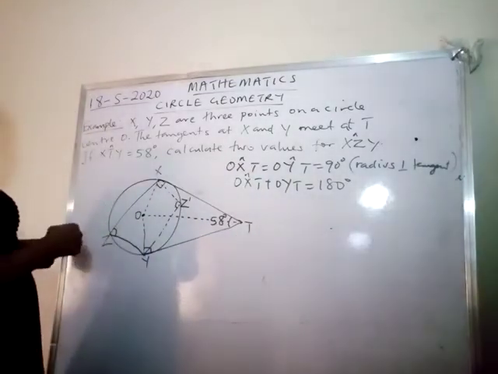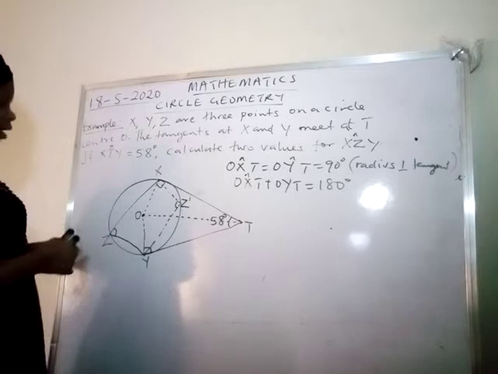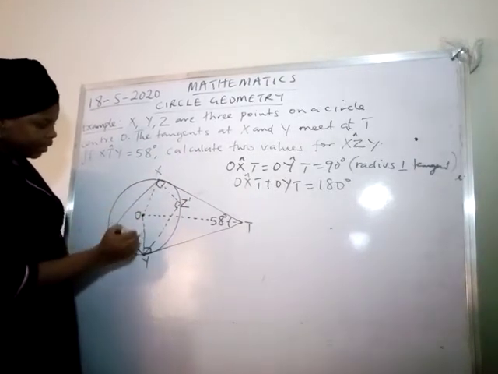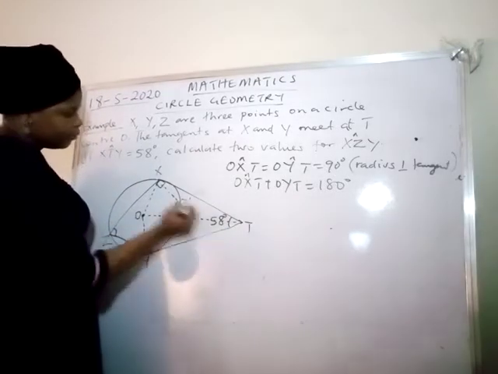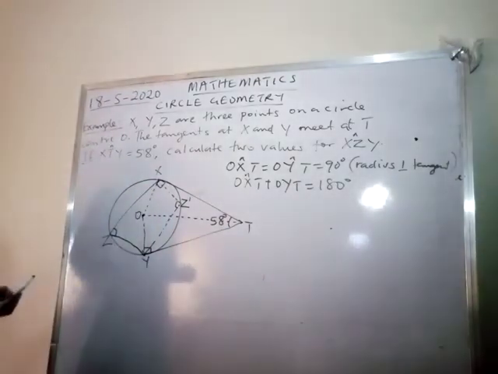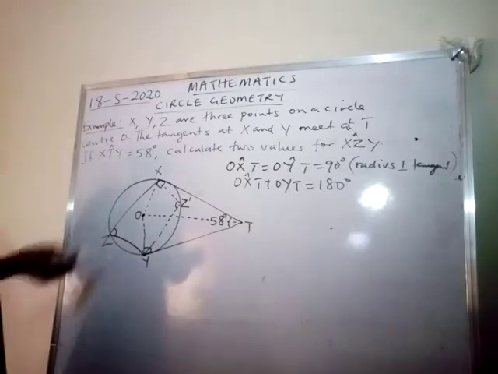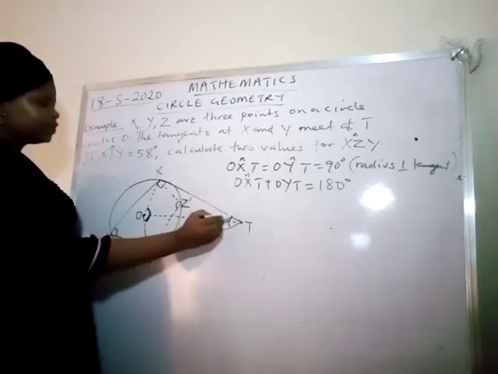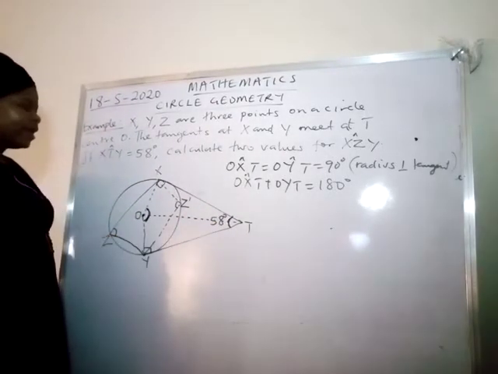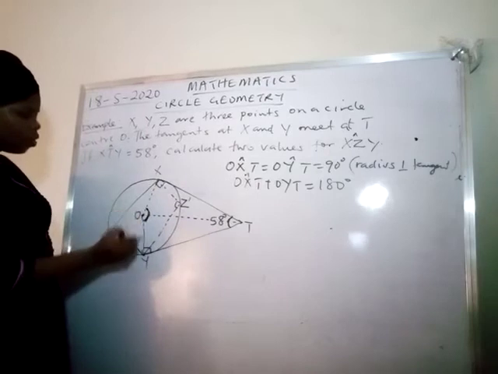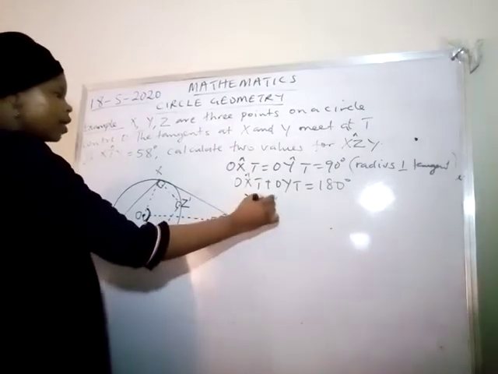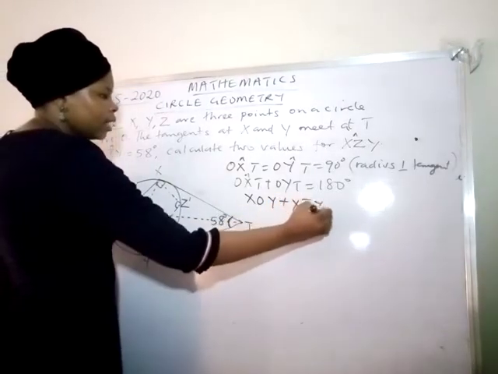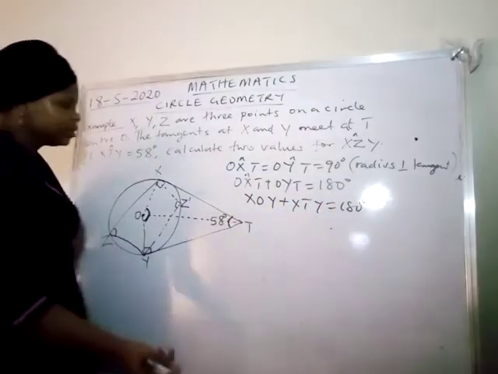Now, if you look at this diagram very well, you can see how many quadrilaterals we have. If you look at this broken line, like this, 1, 2, 3, 4, forms a quadrilateral. Now, the angle here, which is the angle at center here, this plus 58 will give me 180. So that is XOY plus XTY will give me 180.